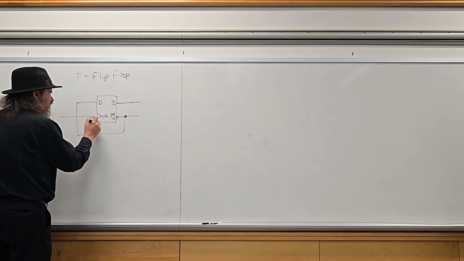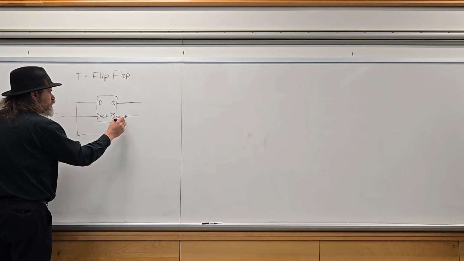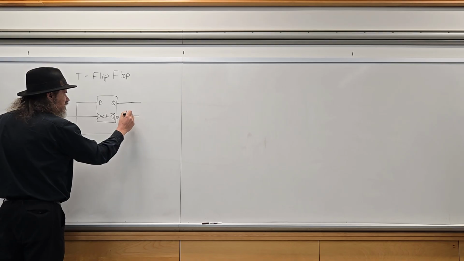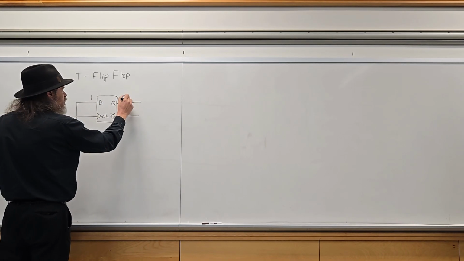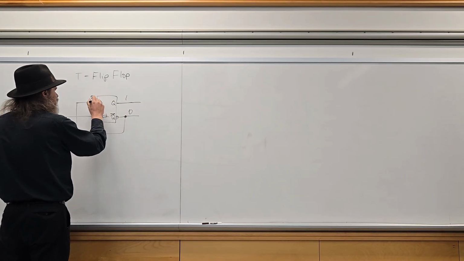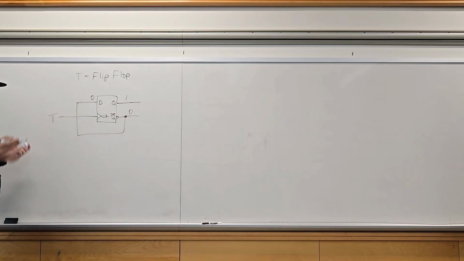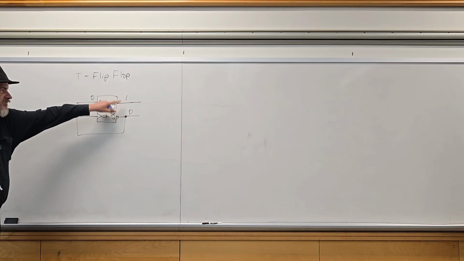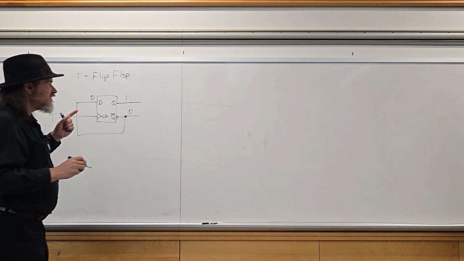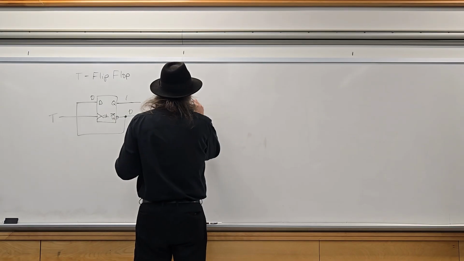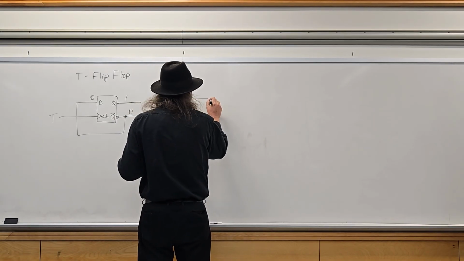So when the clock goes in, say this is a 1, it'll put a 1 here, and then the next clock puts a 1 here and a 0 here. Each pulse on the T line coming in will invert the outputs. This is used for frequency dividers.